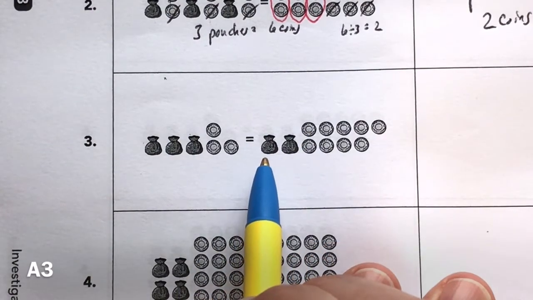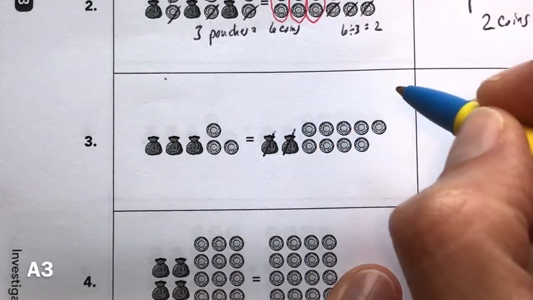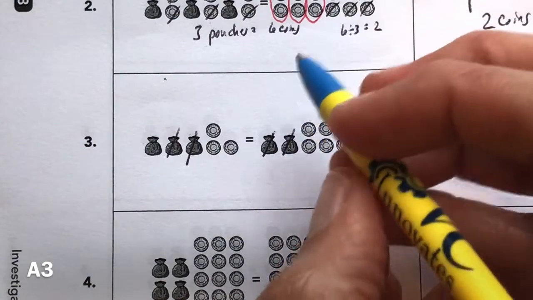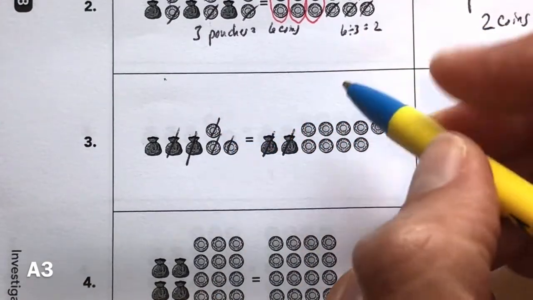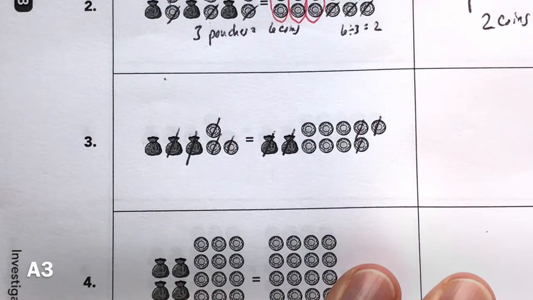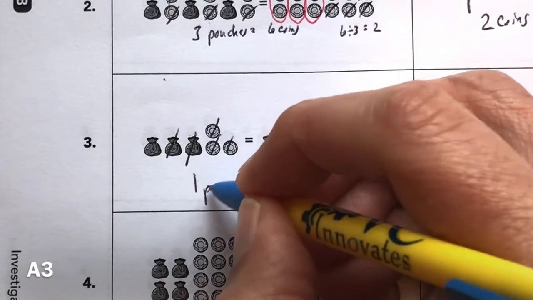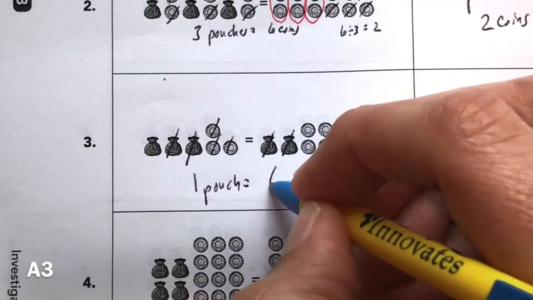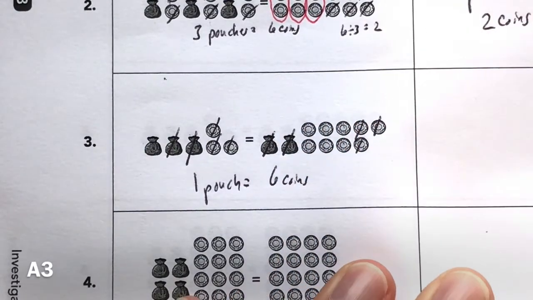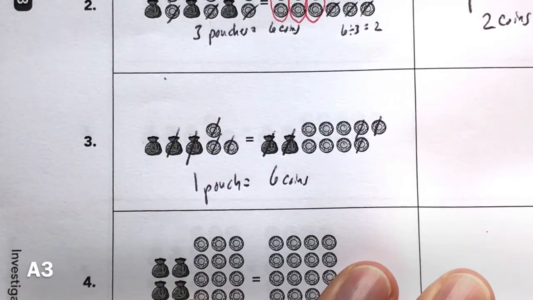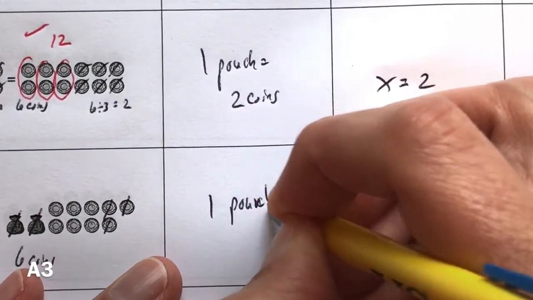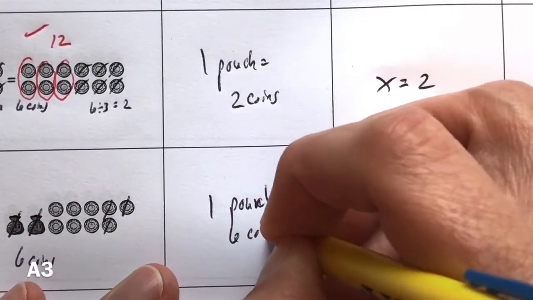So how about this? Let's take away these 2 pouches and these 2 pouches. So that's done. Then we've got these 3 coins and these 3 coins. So we're left with 1 pouch equals 1, 2, 3, 4, 5, 6 coins. That was pretty fast. So we're done because there's no division to do. So we have 1 pouch equals 6 coins. All right, so that's what that equation would look like in this case here.